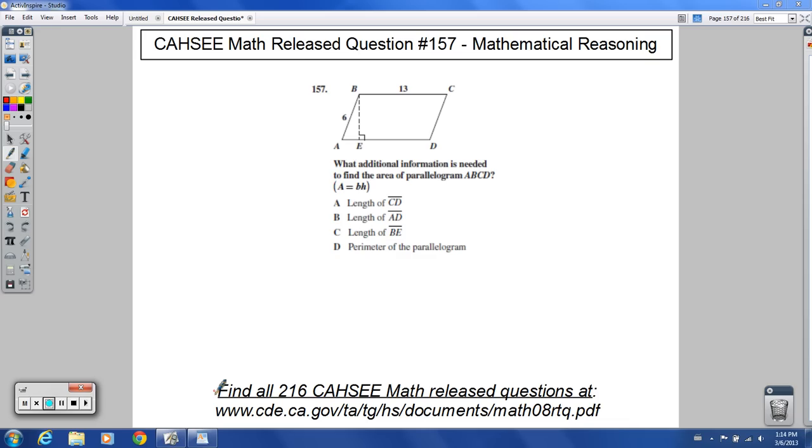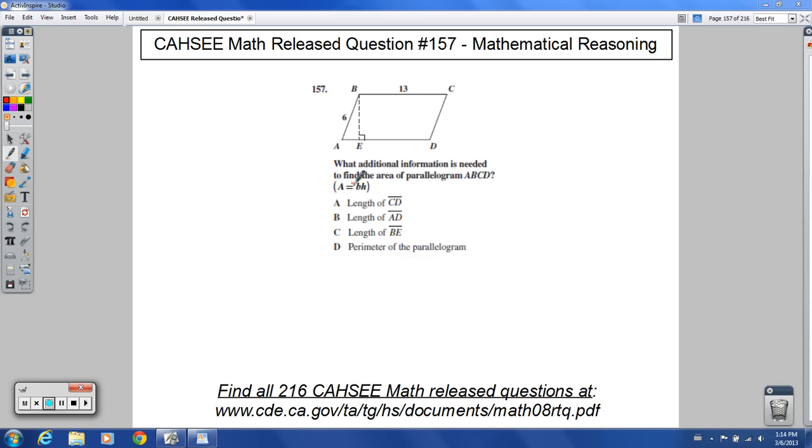Welcome to release question 157 for CAHSEE Math. It says, what additional information is needed to find the area of parallelogram ABCD? So here's parallelogram ABCD up here, and it also tells you what the formula is for that.